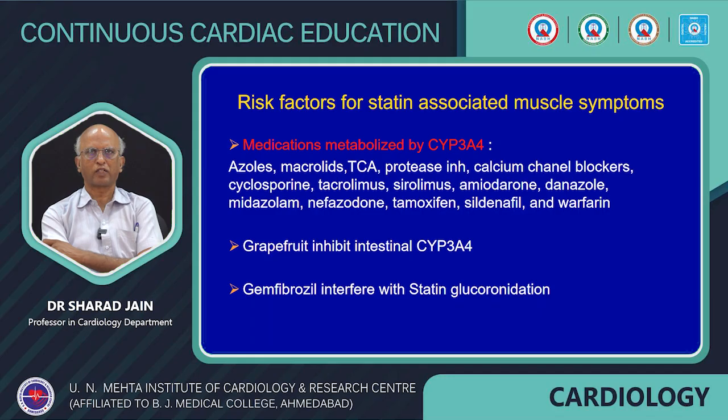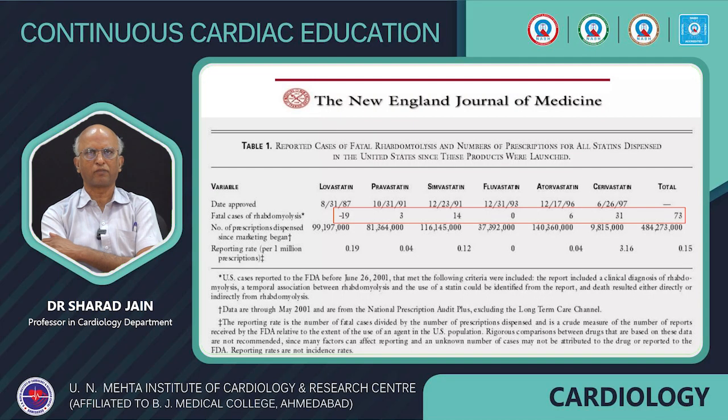Another risk factor for statin associated muscle symptoms is medication metabolized by cytochrome 3A4, which inhibits this enzyme and increases the statin levels, like azoles, macrolides, protease inhibitors, calcium channel blockers, tricyclic antidepressants, cyclosporin, amiodarone, etc. And grapefruit, which inhibits cytochrome P3A4 at the intestinal level. And of course, gemfibrozil, which is sometimes used along with the statin, interferes with statin glucuronidation.